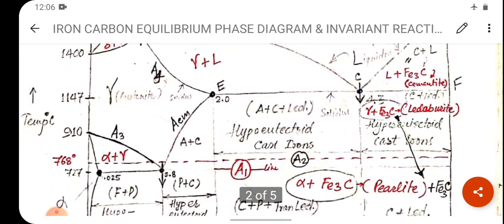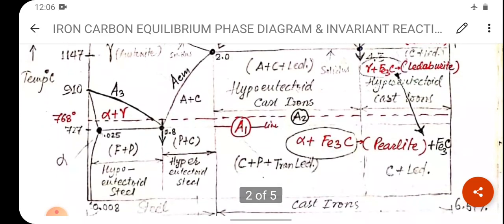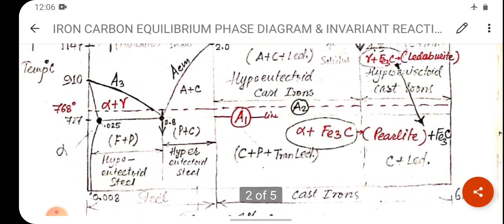I am moving in downward direction, so shifting the graph in downward direction. There is an A3 line. Below A3 there is alpha plus gamma, because above it what was there? Gamma was there. So here the phase present will be alpha plus gamma. On the left hand side, extreme left, I have written on the outside of the diagram, that is alpha. This is alpha ferrite.